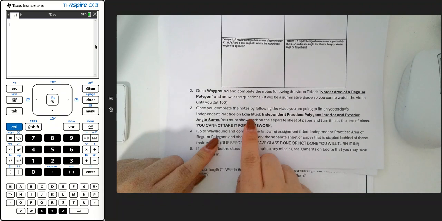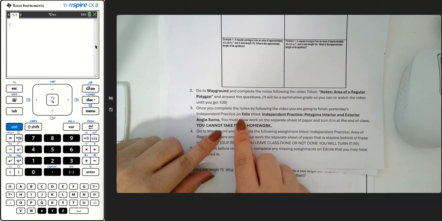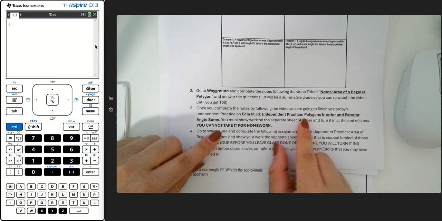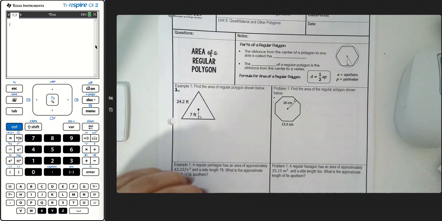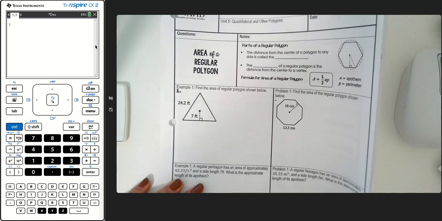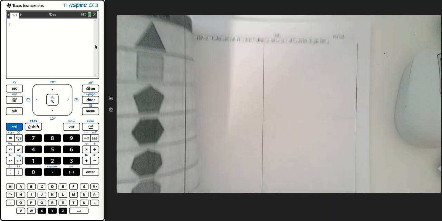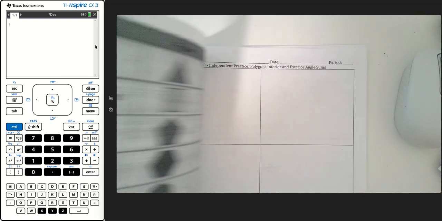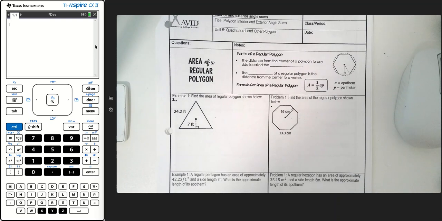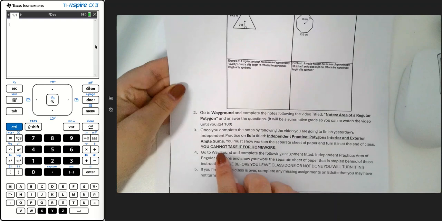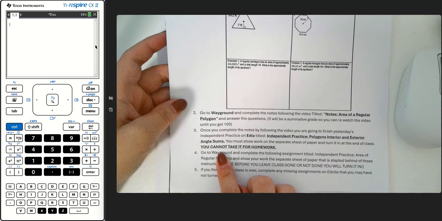You're going to go and complete the assignment that we did yesterday that's in IDEA. Remember, it's called Independent Practice, Polygons, Interior and Exterior Angle Sums. You're going to show your work on the separate sheet of paper that's behind these, for the rest of the 4 problems. You should have done 6 for homework and you're going to finish it off. As you know, you cannot take it for homework. You're going to turn it in at the end of the period.